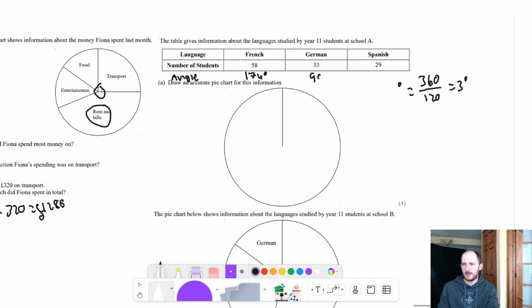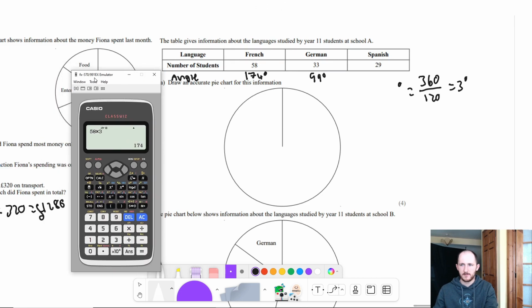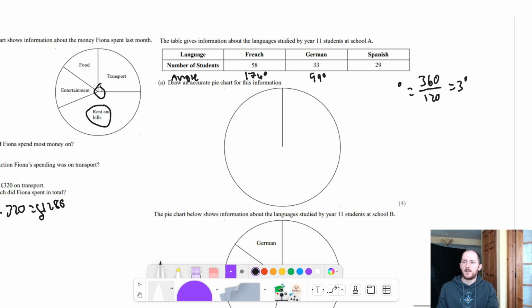99 degrees, and then 87 degrees. To check your answer, I would recommend adding these three values together and making sure you get 360. And then all you need to do is actually draw the pie chart.